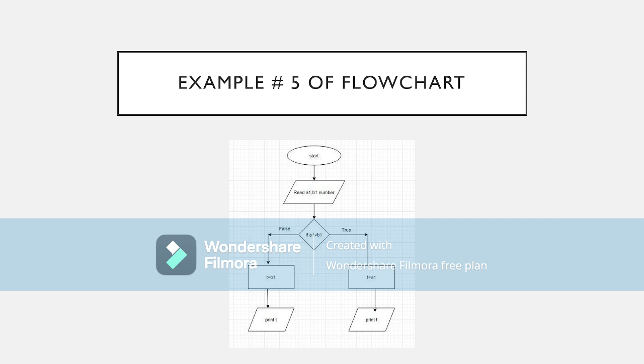Now example 5 of flowchart. Here it is asking the user to input two numbers a1 and b1. It is putting a condition on it. If a1 is smaller than b1, then it goes to the true side, and a1 is stored in t and it prints out t, and if not, b1 is stored in t and it prints out t. Now let's make this program.